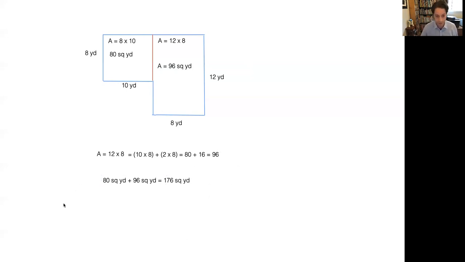So this is my answer. This 176 square yards is the total area of this entire composite figure. Okay. So let me just turn my screen share off.